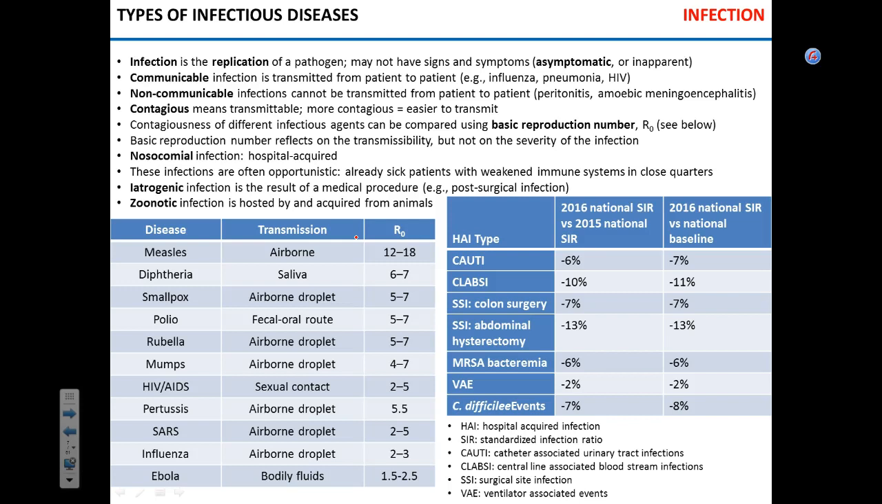So, first, what is infection? Infection means replication. Always. If there's no replication, there's no infection. Infection, meaning replication of a pathogen, does not necessarily lead to disease. In this case, we call it asymptomatic.